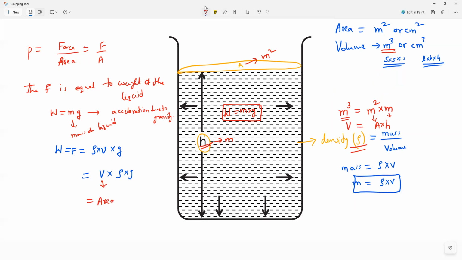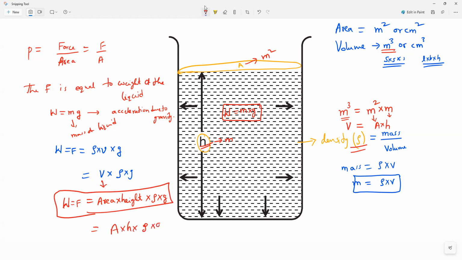So, in place of volume, can I write area into height? Area into height into density into g. That is all equal to weight. Weight is equal to force. So I will replace this in the formula: area into h into rho into g is equal to force.